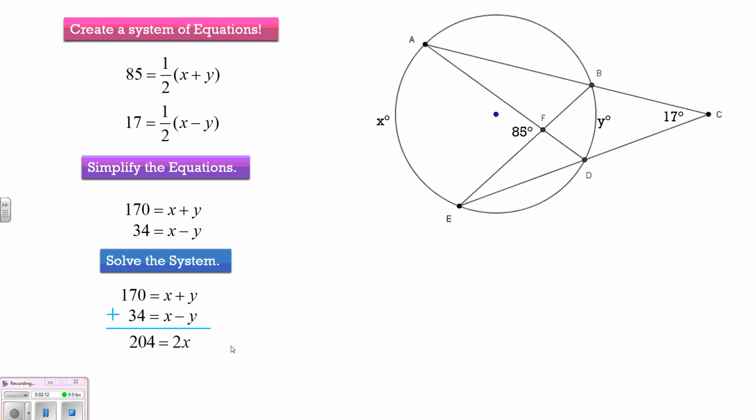and now I can easily solve for x by dividing by 2. Now once I know this arc, I can figure out y pretty easily just plugging it into one of these equations. I'm going to plug it into the first equation and solve for y, and I get 68. And so those are the two solutions for x and y.